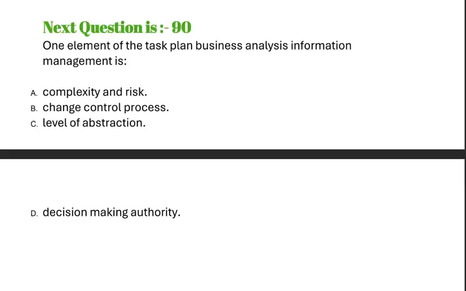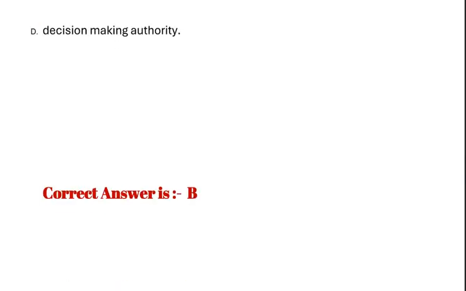Question is, one element of the plan business analysis information management task is option A, complexity and risk. Option B, change control process. Option C, level of abstraction. Option D, decision making authority. Correct answer is option B.